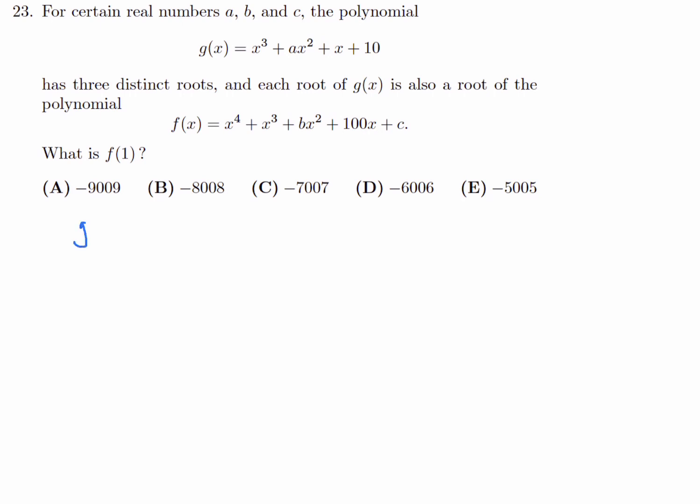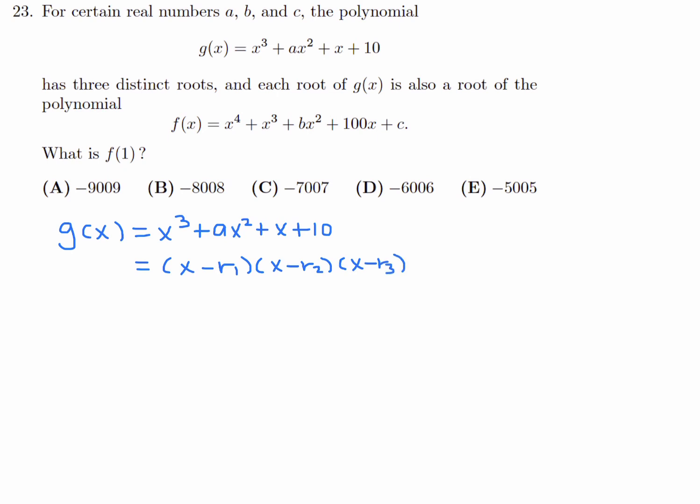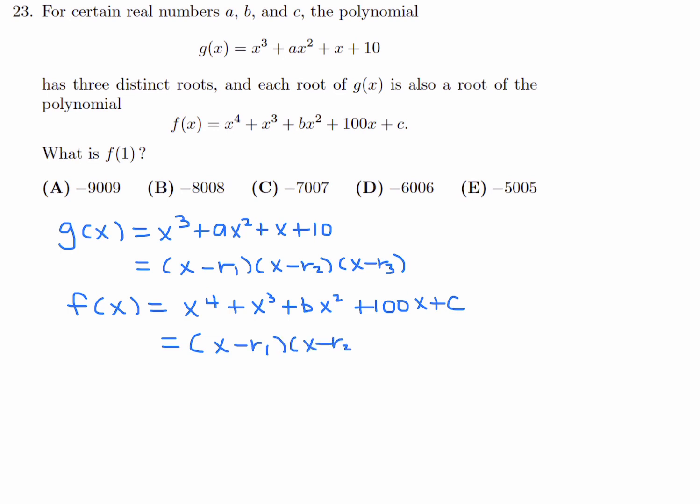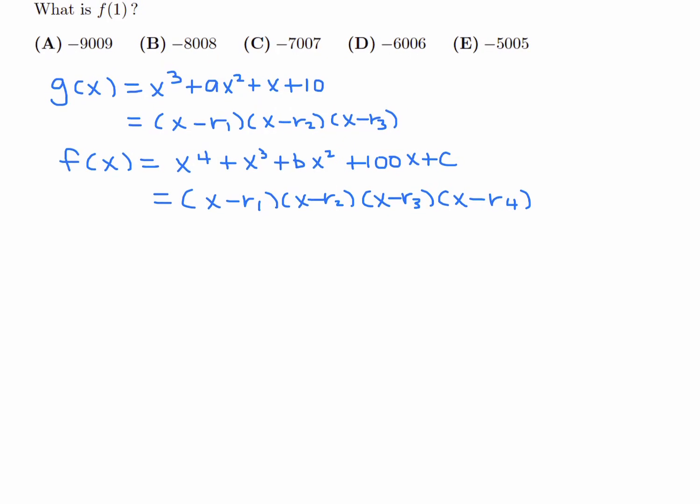All right, so we have g at x is equal to x to the power of 3 plus ax squared plus x plus 10. And we can factor it calling those roots r1, r2, and r3 like that. And then they also told me that f at x, which has been given, has 4 roots, but 3 of them are the same as the roots for g at x. So put those same 3, and then we'll add a fourth root and call it R4. All right, and now we can proceed.